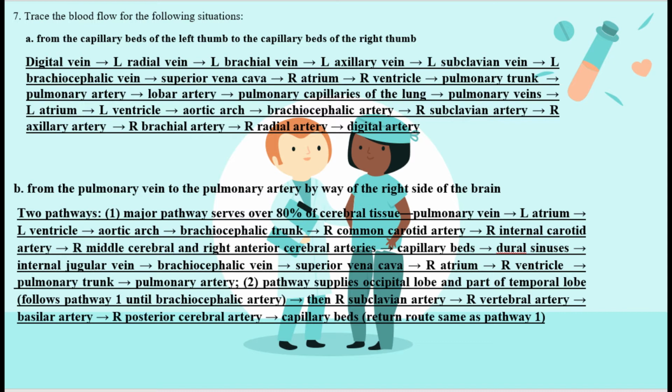atrium, right ventricle, pulmonary trunk, pulmonary artery, lobar artery, pulmonary capillaries of the lung, pulmonary veins, left atrium, left ventricle, aortic arch, brachiocephalic artery, right subclavian artery, right axillary artery, right brachial artery, right radial artery, and digital artery.